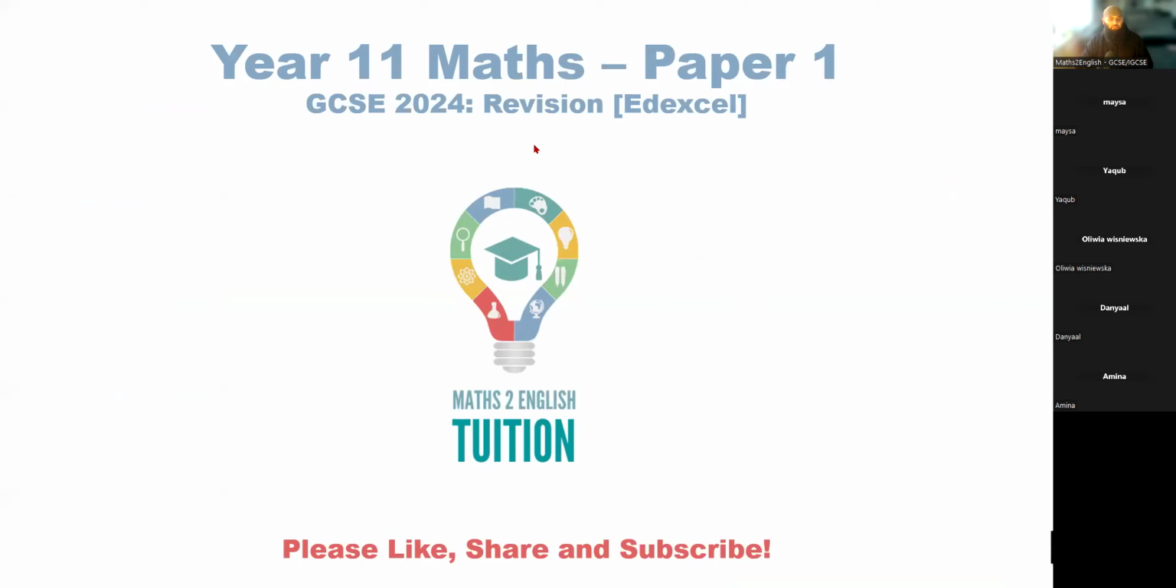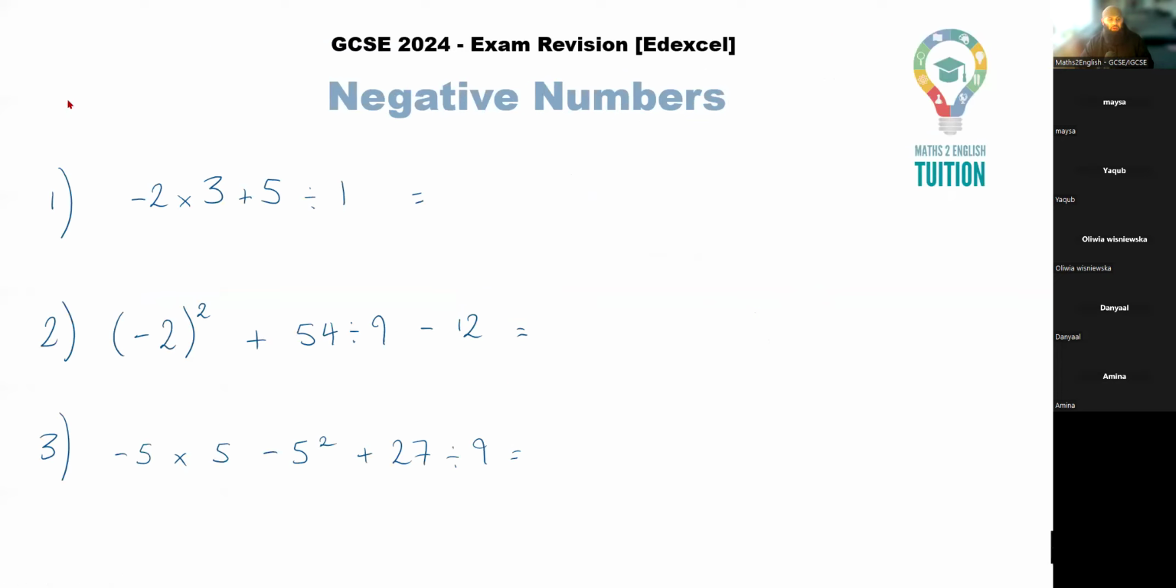All right, so these are the topics that, from what I understand and from checking other mathematics experts who have also predicted what topics are going to come up, will hopefully come up. First and foremost, we're gonna go with something very simple. Negative numbers. We're gonna talk about BIDMAS. Let's get straight into it.